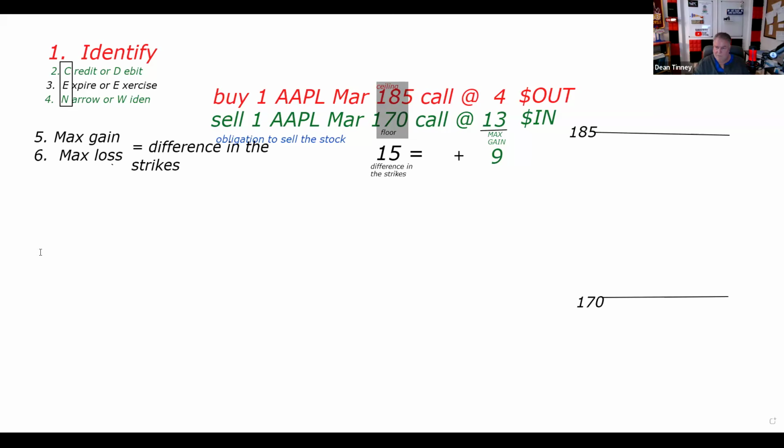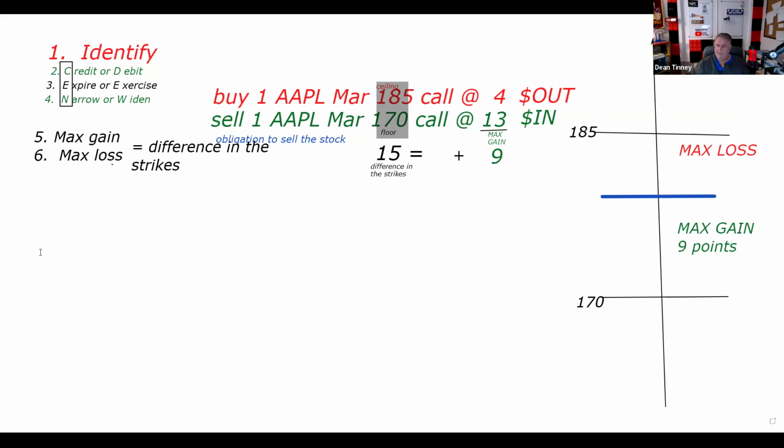And there's a visual representation. All the action takes place between 170 and 185. There's 15 points. There's a floor at 170 and a ceiling at 185. We're playing in between those two numbers. There's our gain. The gain and loss always equals the difference in the strikes. So 9 plus something equals 15. What is that something? 6.